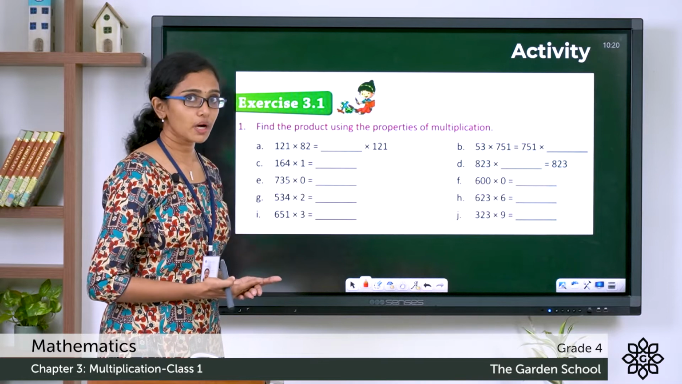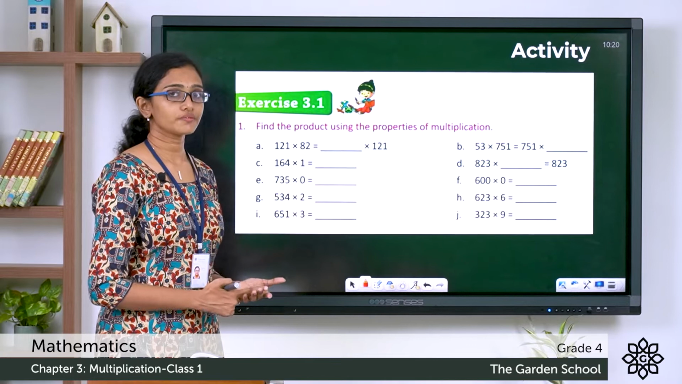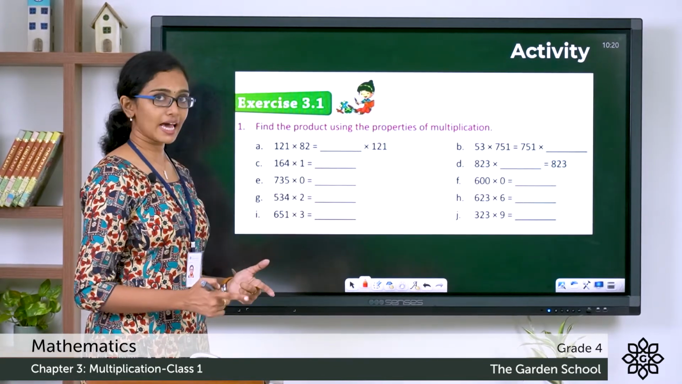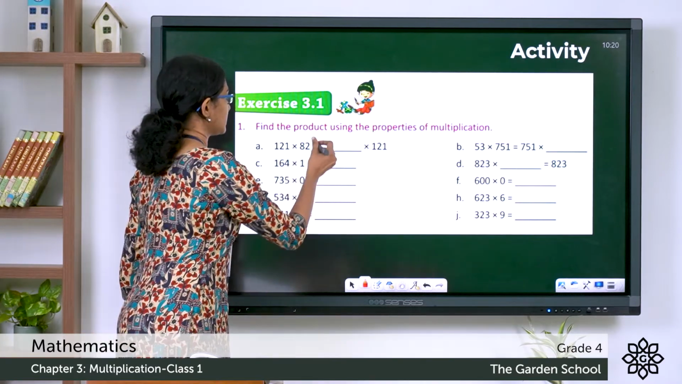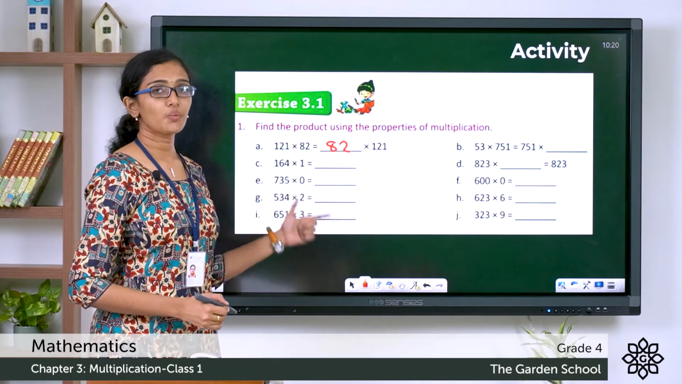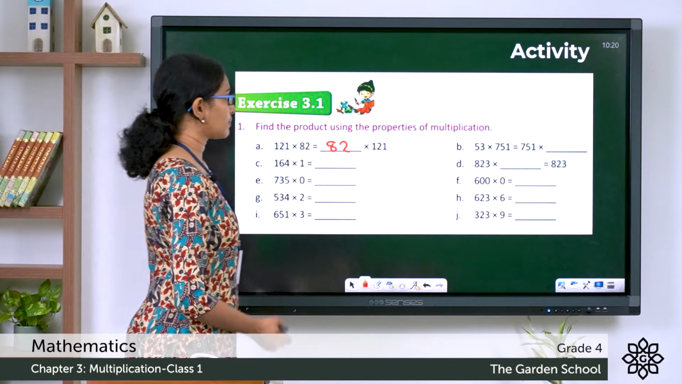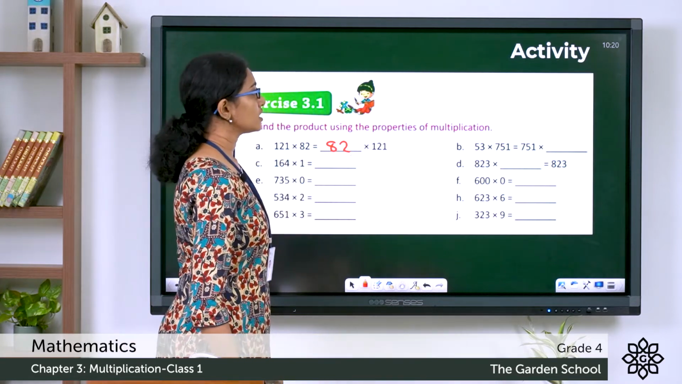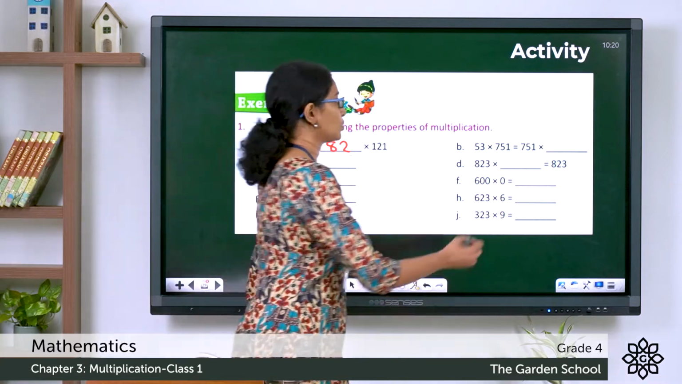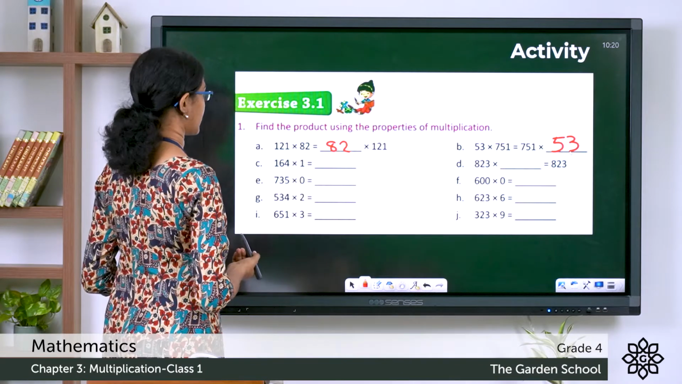The first one, 121 into 82 equal to dash into 121. So from the order property of multiplication, we know that even if you change the order of the multiplicand or the multiplier, the product remains the same. So from that property, we can write here the answer as 82. So 121 into 82 will be equal to 82 into 121. Now what about question B? 53 into 751 equal to 751 into 53. It's the same property, the order property of multiplication.